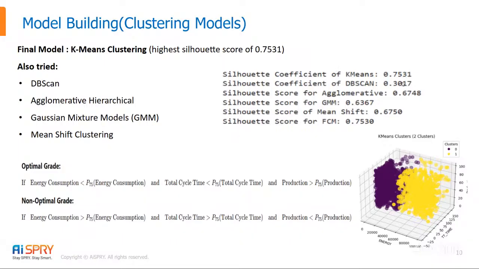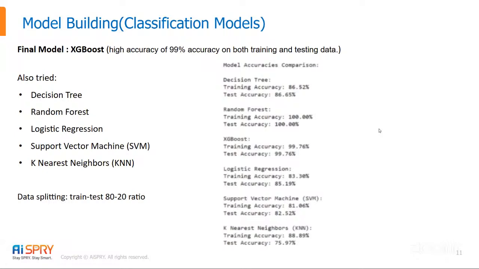Next, we used this labeled data set to train supervised classification models to predict whether the grade is optimal or not. We applied models like decision tree, random forest, logistic regression, support vector machine, and k-nearest neighbors. After evaluation, XGBoost was the best model, achieving 99% accuracy. Here you can see that for both training and testing we have 99% accuracy for XGBoost.